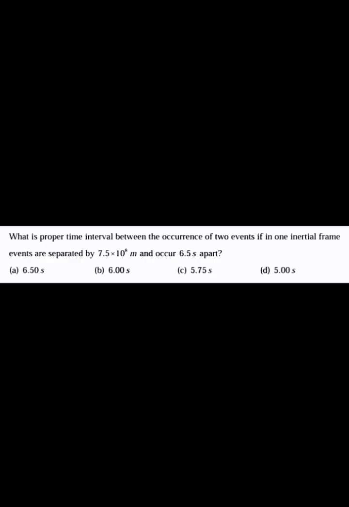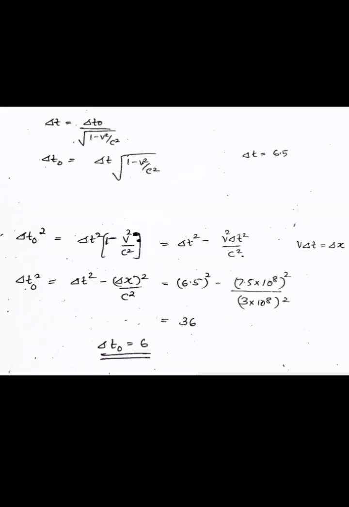Next question is, what is the proper time interval between the occurrence of two events if in one inertial frame events are separated by 7.5 × 10^8 meters and occur 6.5 seconds apart? So here we need to find the proper time. We know that Δt is equal to Δt0 divided by the square root of 1 minus v²/c². So we need to find the proper time, that is Δt0, which is equal to Δt times the square root of 1 minus v²/c².